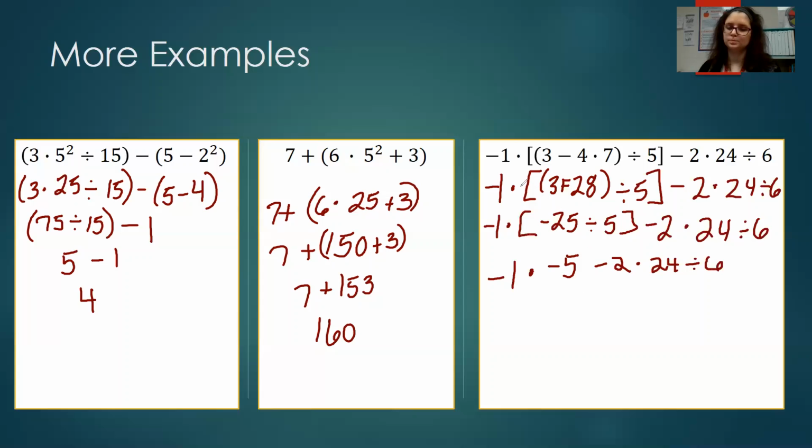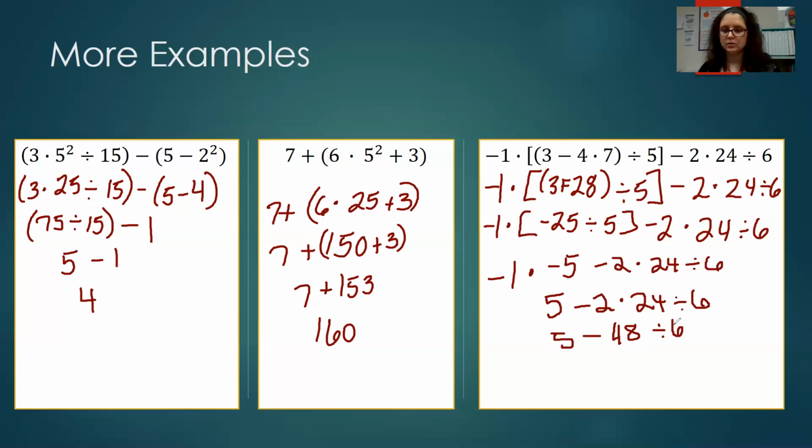Okay, we're on to solving from left to right. So multiplication, subtraction, multiplication, division. So we're going to solve left to right, multiplication and division. So negative 1 times negative 5 is 5, minus 2 times 24 divided by 6. Okay, 2 times 24 is 48. 5 minus 48 divided by 6.